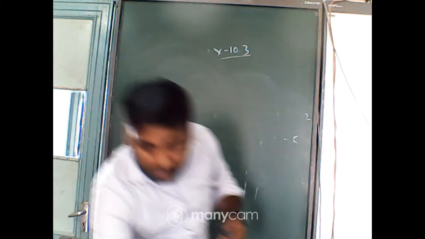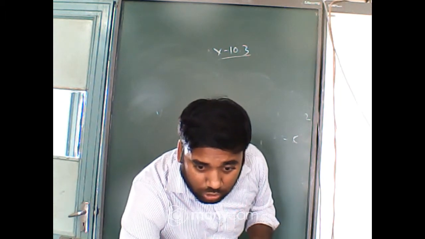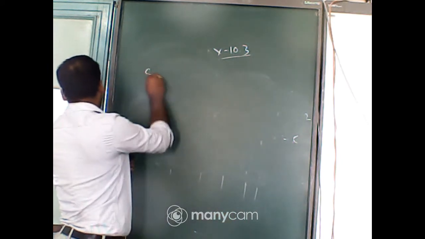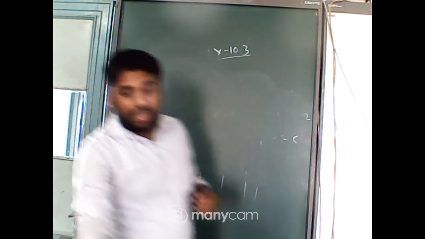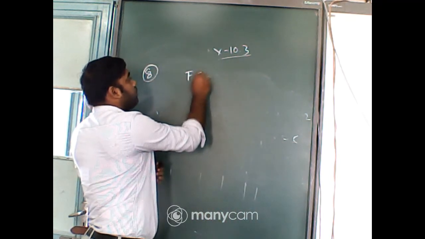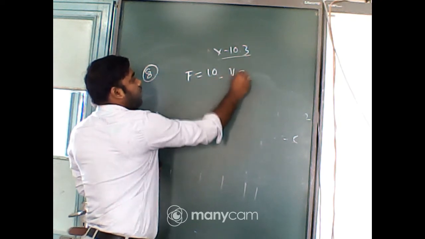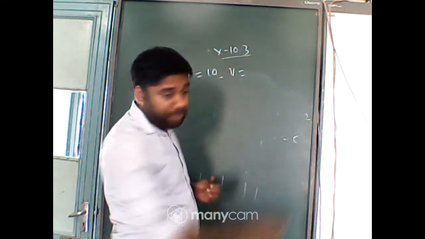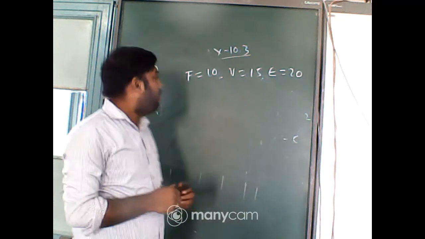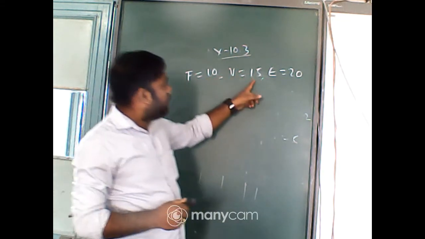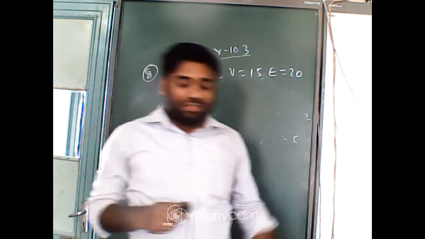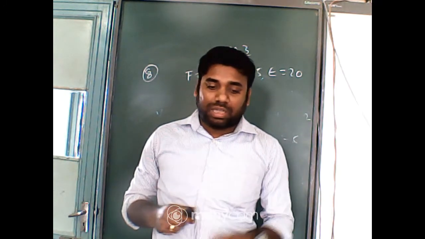Okay, question number 8. Can a polyhedron have 10 faces? So faces F equal to 10, vertices V equal to 15 and edges E equal to 20. Can a polyhedron have 10 faces, 15 vertices and 20 edges? First of all, if that polyhedron satisfies Euler's formula, then it can have.